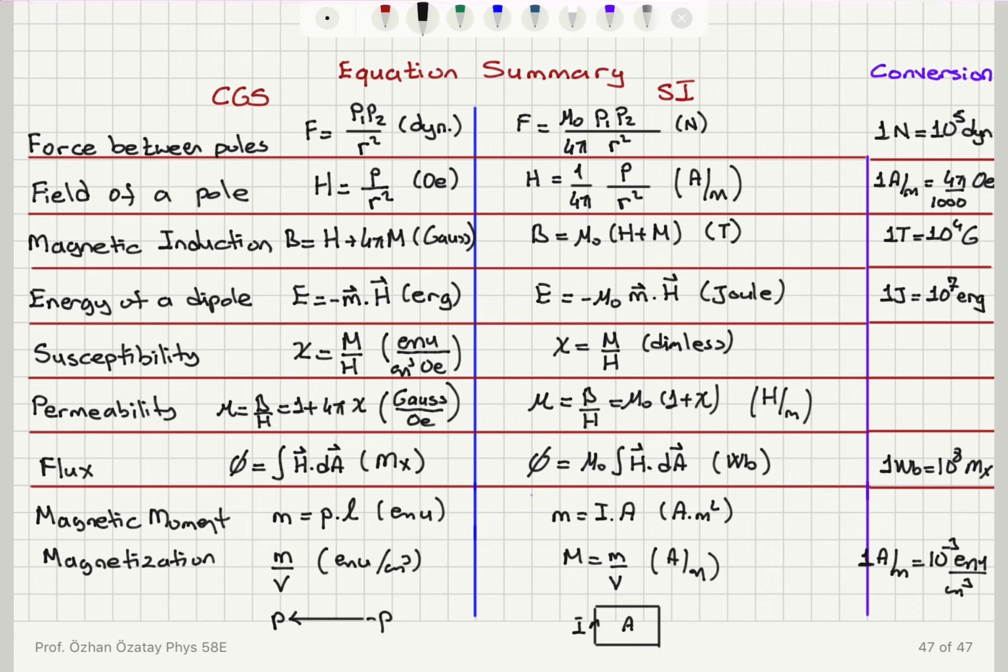You can see that it will be in the direction of the magnetic field this current creates. So using the right hand rule, if you curl your fingers in the direction of the current, your thumb points in the direction of the magnetic moment. Magnetic moment is in ampere meter square. Magnetization is in ampere per meter, and it's in EMU per centimeter cube in CGS, and you need a factor of 10 to minus 3 in order to go from EMU per centimeter cube to ampere per meter.